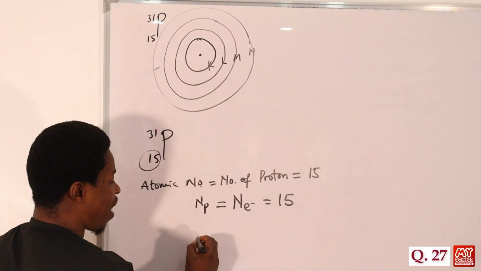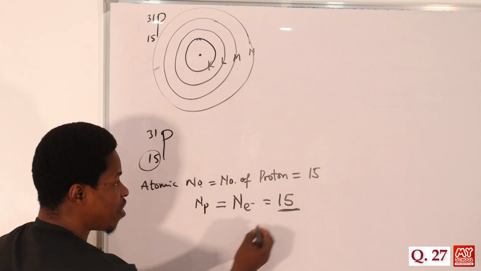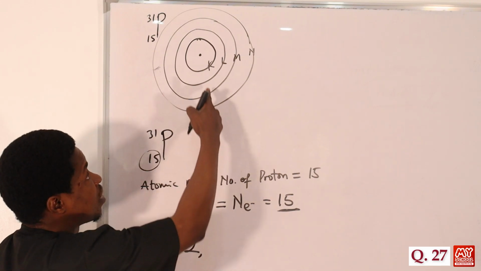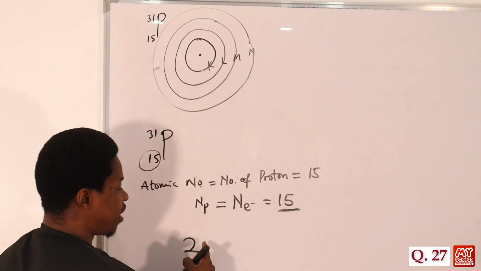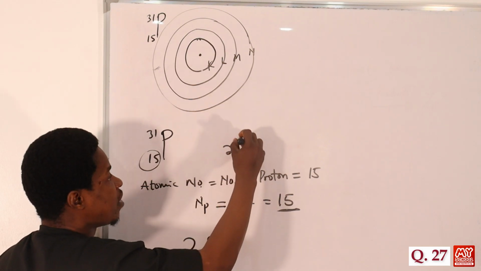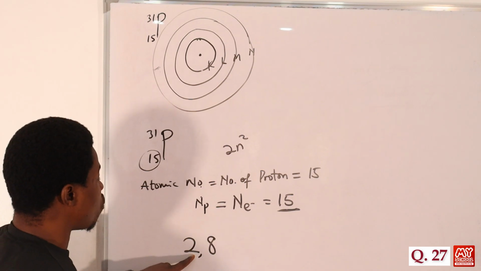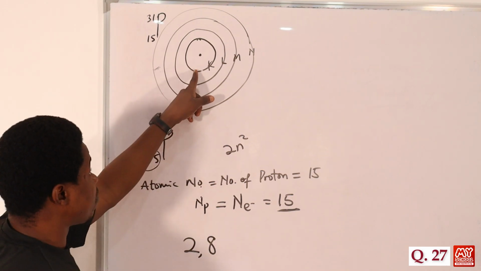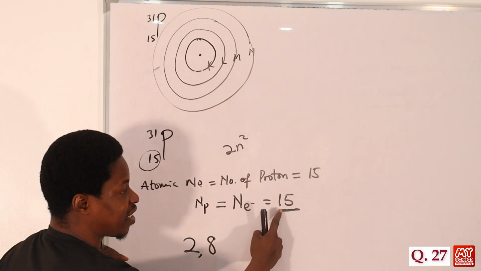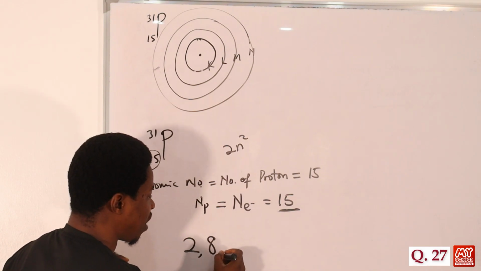And then we know that for the first shell, this is 15 now that we want to work with. For this first shell, we will have 2 because that's the maximum number of electrons that the first shell can take. The second shell maximum number will be 8. Of course, we have the formula 2n², where n is the shell number. So we have 2 for the first shell, and the maximum number of electrons the second can take is 8. So 2 plus 8 is 10. If we subtract 10 from 15, we have 5. So which means the last one will be what?